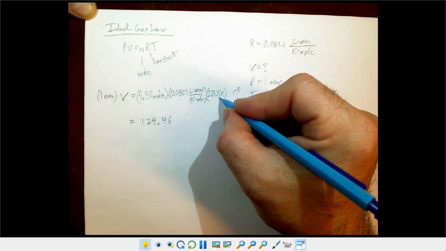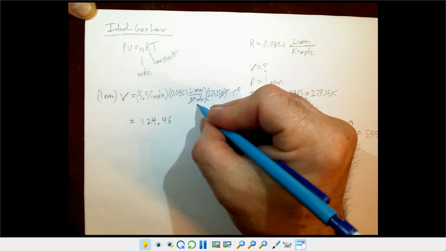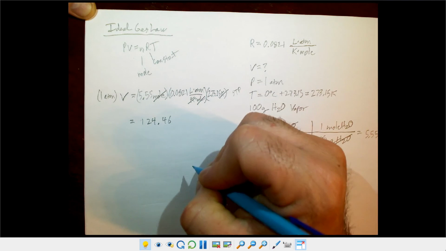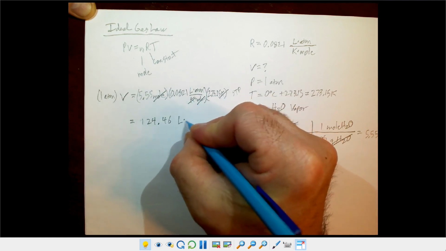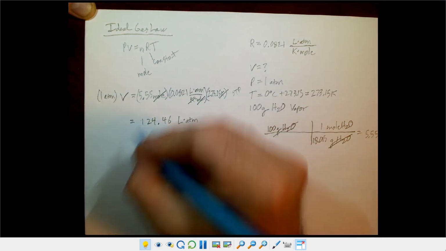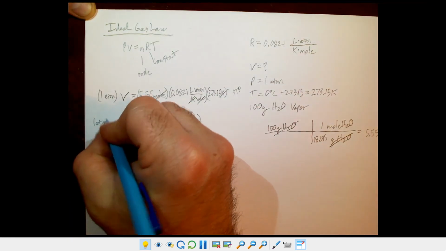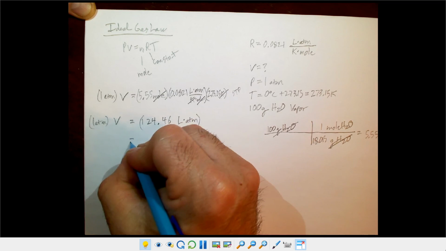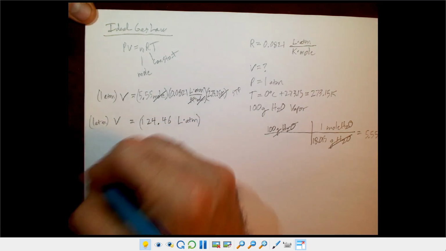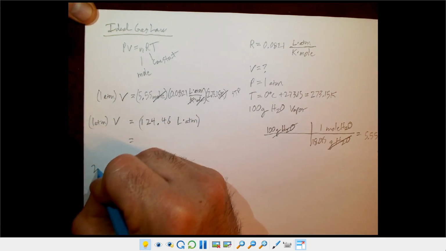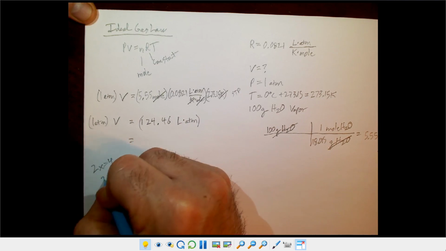Now look what happens. You get some canceling going on here. The Kelvins are gone. The moles are gone. And you're left with liter times atm. All right, so that's one side. On the other side, you have 1 atm still, and you have your V. So what would you do? This is like solving a problem where you have 2x equals 4. How do you solve for x? Take 4 and divide it by the 2, and you get 2.